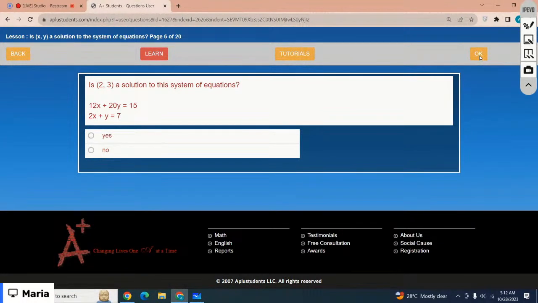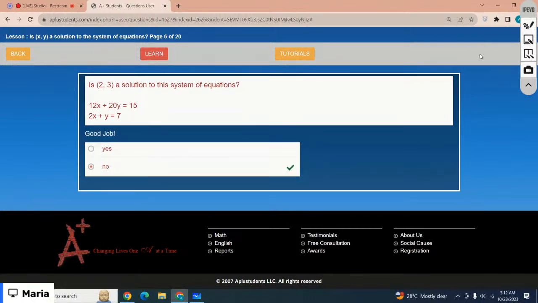Okay. Is 2, 3 a solution of the system of equations? Which is the correct option? The correct option is no, 2, 3 is not a solution of the system of equations, right? The correct option is no. Okay, you can complete the lesson by yourself later today. Let me just move on to the next lesson.